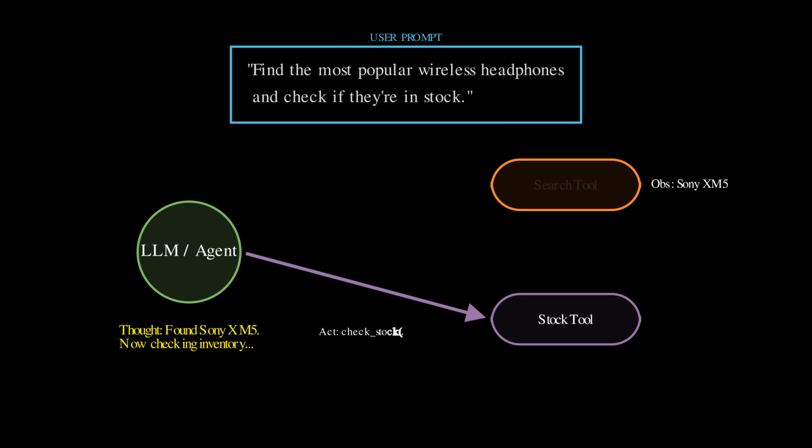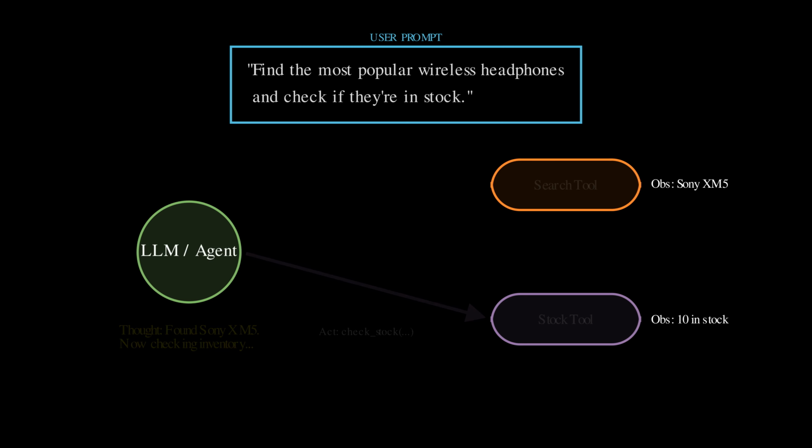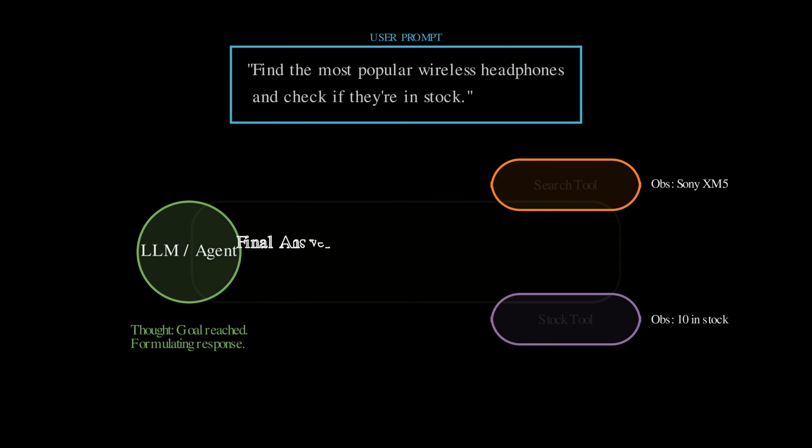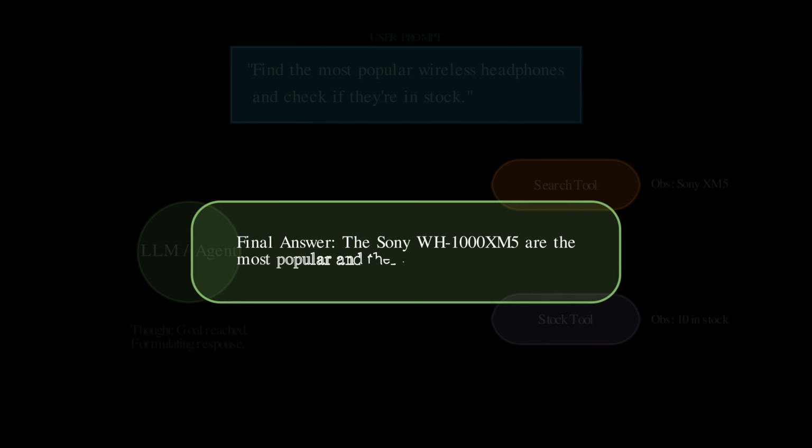Right. The agent thinks, I found the headphones, now I need to check the inventory. So it acts again. It calls check_inventory, WH1000XM5. And the observation comes back: 10 units in stock. Now the agent enters a final reasoning phase. It looks at all the data. I have the item, I have the stock count, I've answered the user's request. It then generates the final output to you.